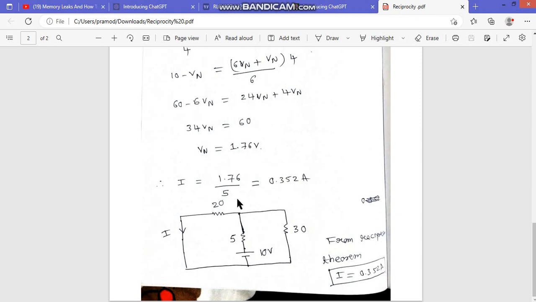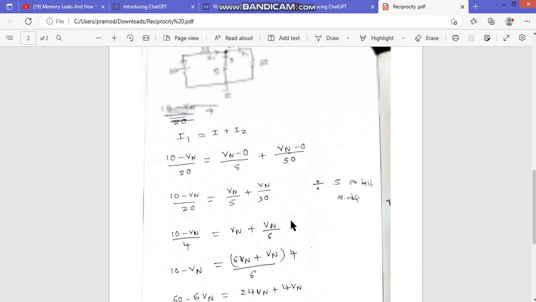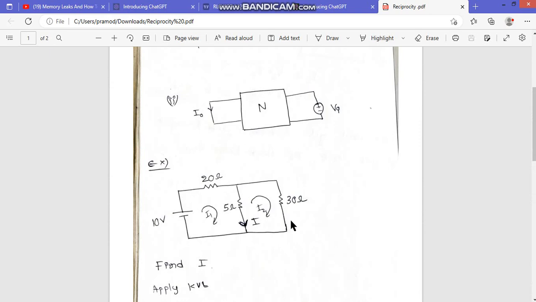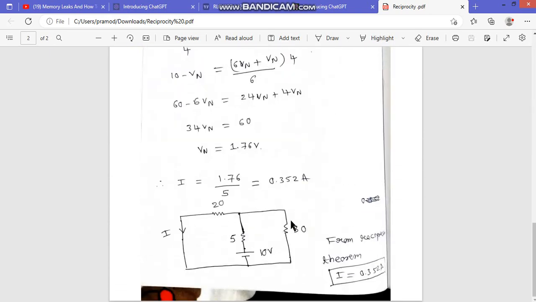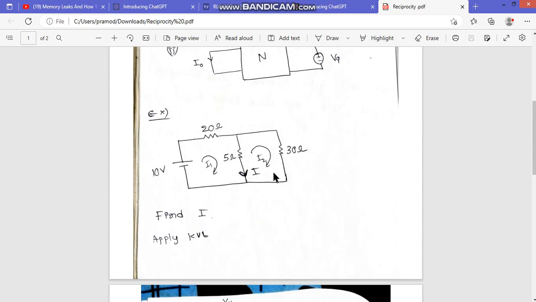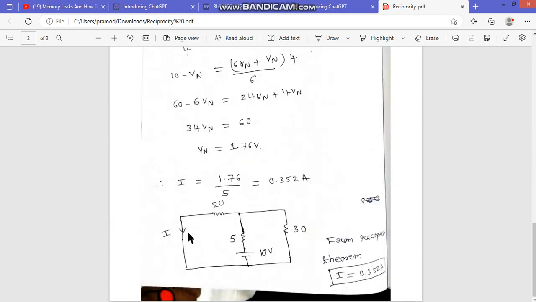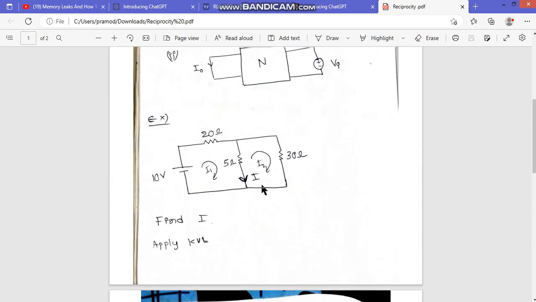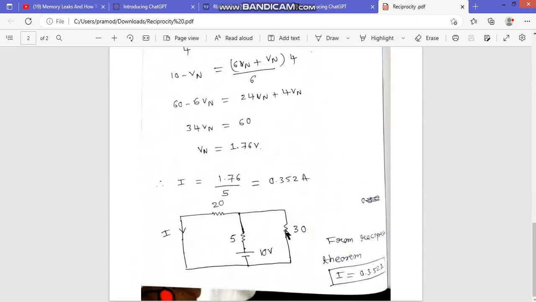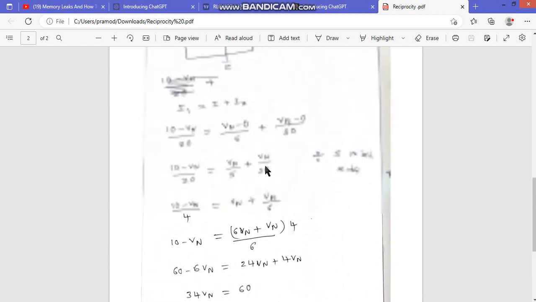So if you interchange the excitation and the response, this value should also be the same as this value. You can use any other method to calculate this I, and those two should be equal. You can verify this using PSpice simulation. I am not doing that because this is just a simple circuit. You just have to draw this circuit and verify the value of I in both circuits. If they are matching, then this theorem holds good.